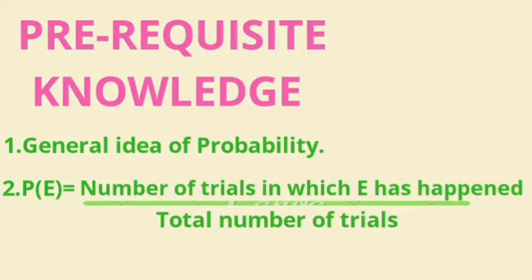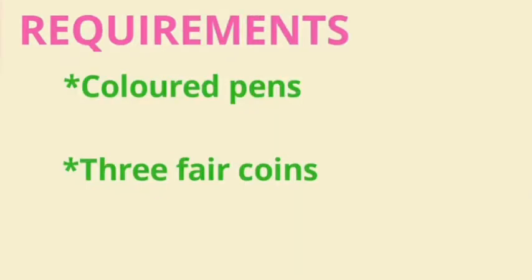So for this, we should have a general idea of probability, and we should know that the experimental probability is calculated using the formula that the probability of event E is number of trials in which E has happened upon the total number of trials. So we will be calculating the probability using this formula in this experiment that we will be conducting. So for conducting this experiment, we need some colored pens and 3 fair coins that we will be tossing and noting our observations.